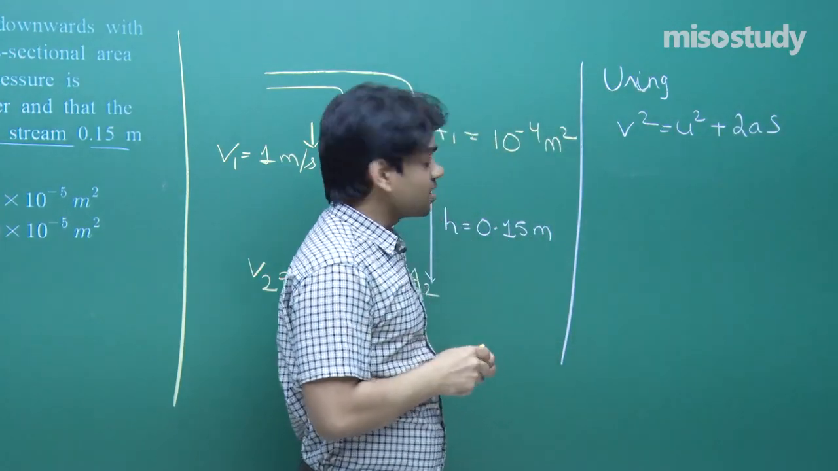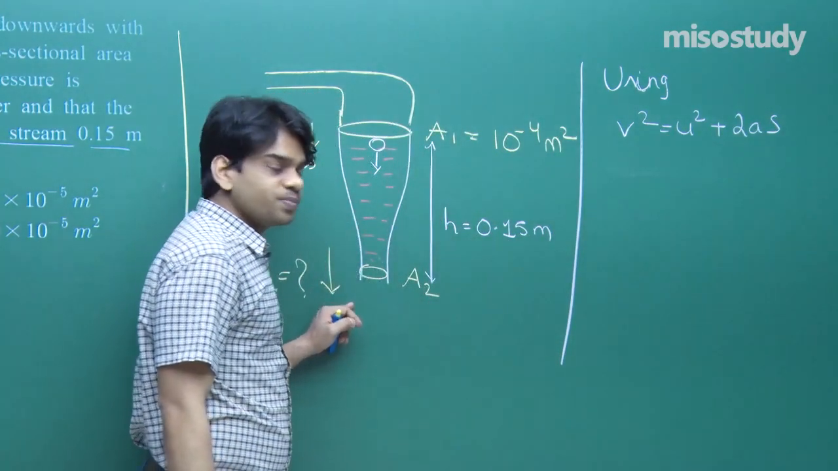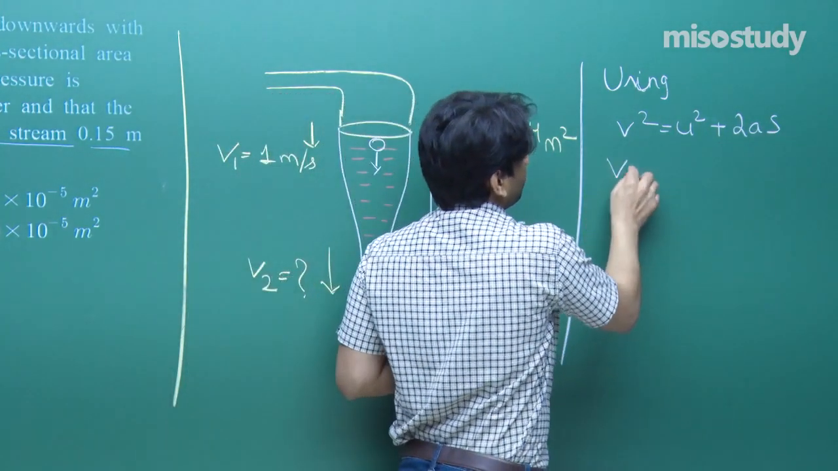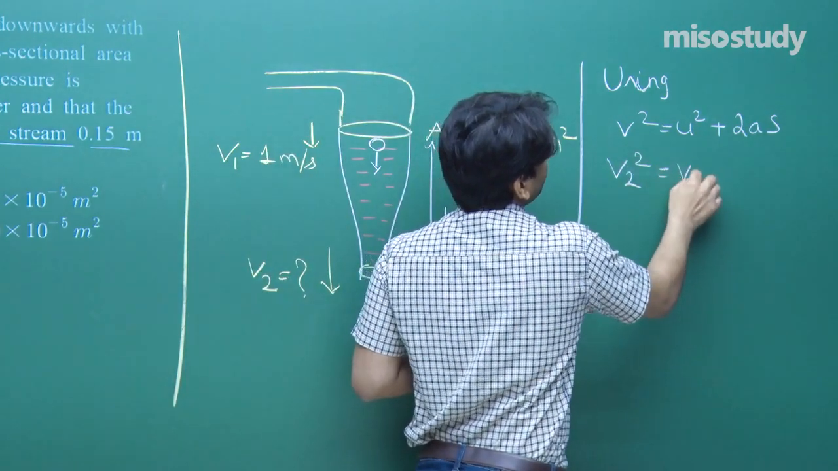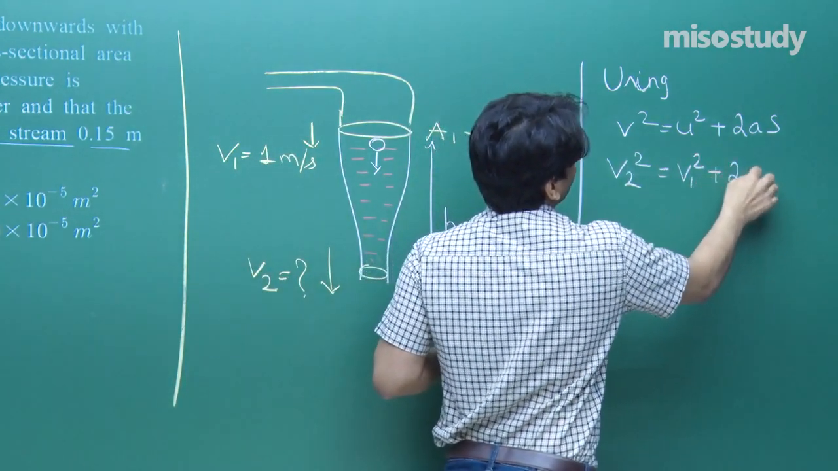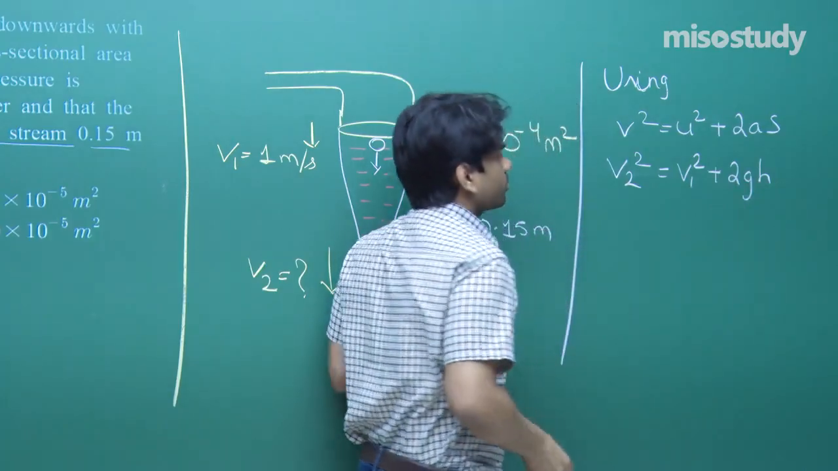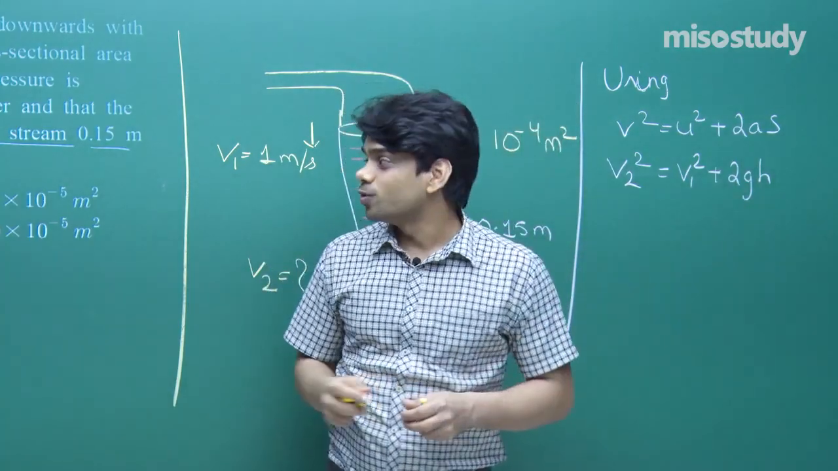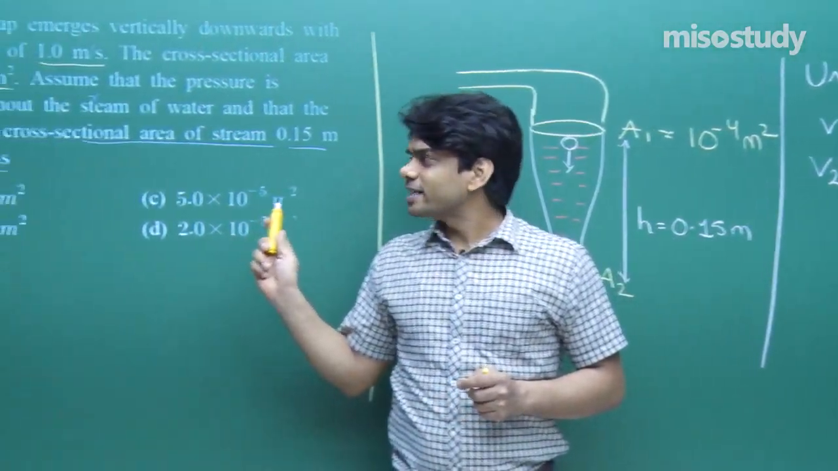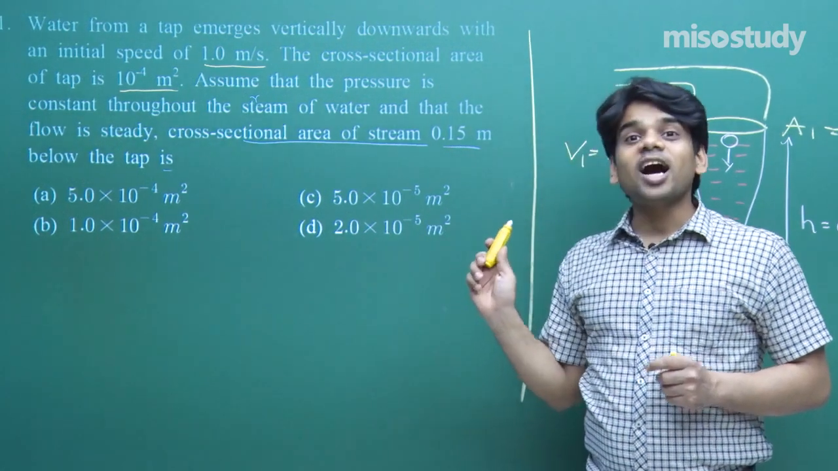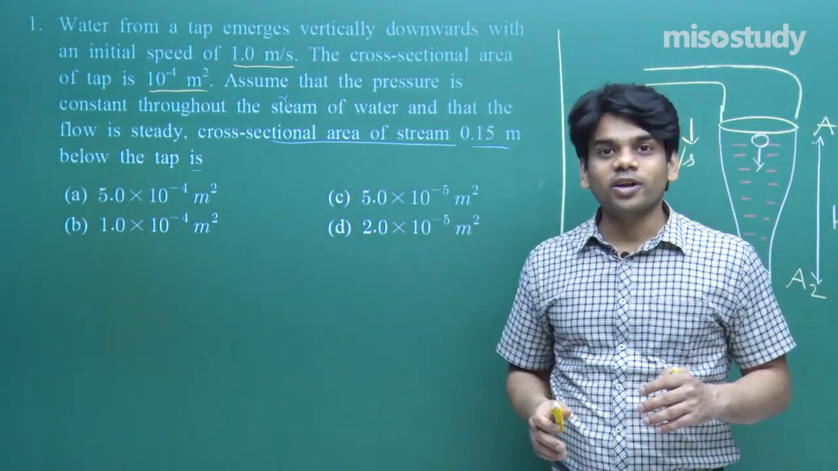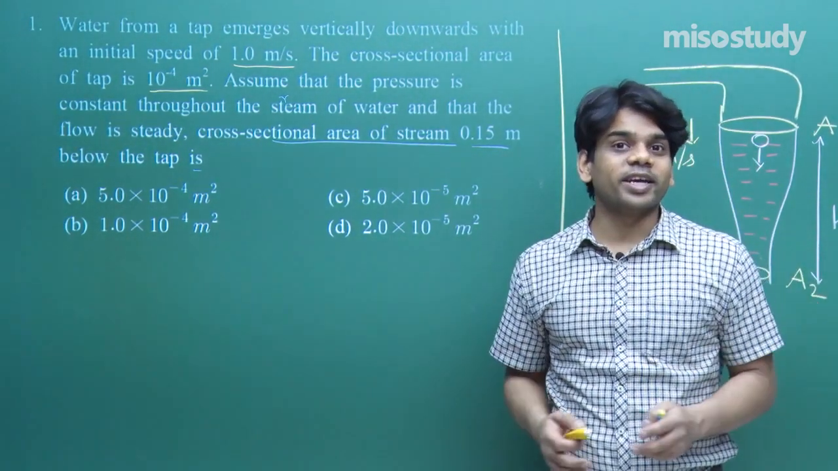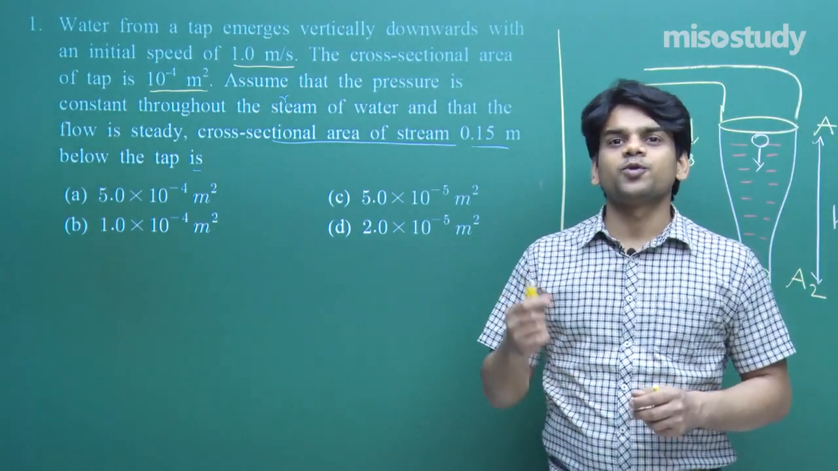So in this case, final velocity will be V2. Let's write here: V2 whole square is equal to V1 whole square plus twice of GH. So we can evaluate the value of V2. So one formula will give us the value of V2, and after this, we can use the equation of continuity. We can equate A1 V1 equals A2 V2.